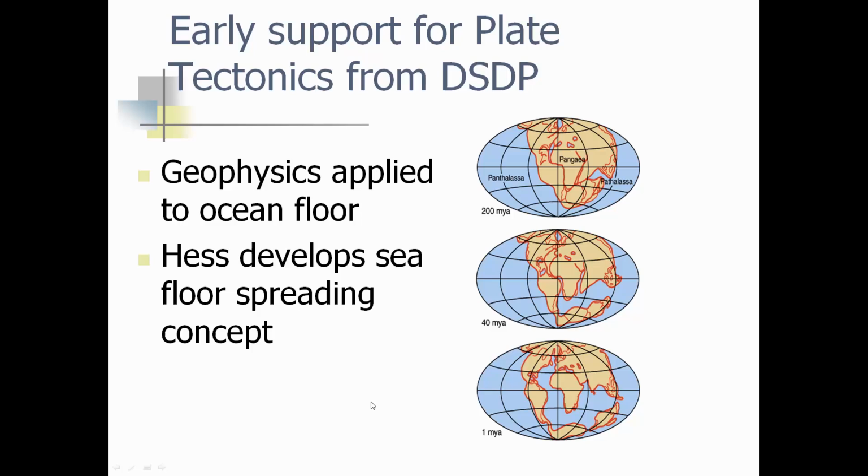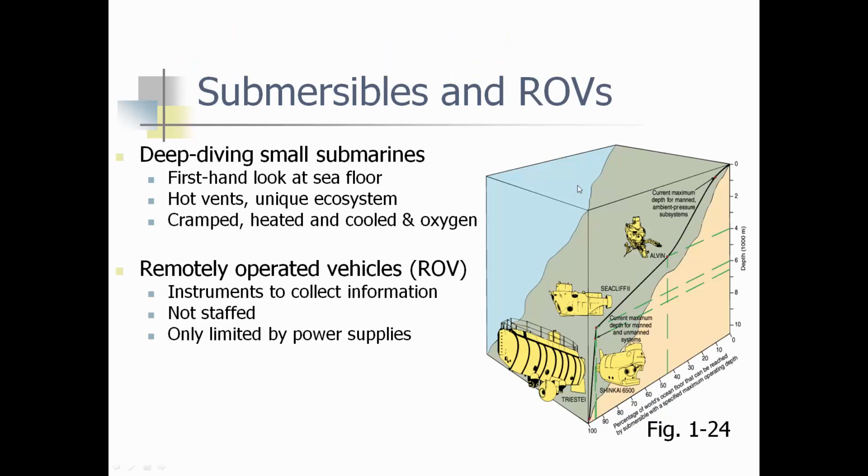Early support of plate tectonics is also going to come through this study, where we get geophysics applied to oceanography. Harry Hess in the 1950s develops the idea of the seafloor spreading concept, where Pangea was there and the seafloor started to spread. It's not just the seafloor, it's the whole plate idea: continental crust versus oceanic crust. But he had the idea that these plates were splitting apart. So he was helping Alfred Wegener from the 1920s by looking at the ocean floor.